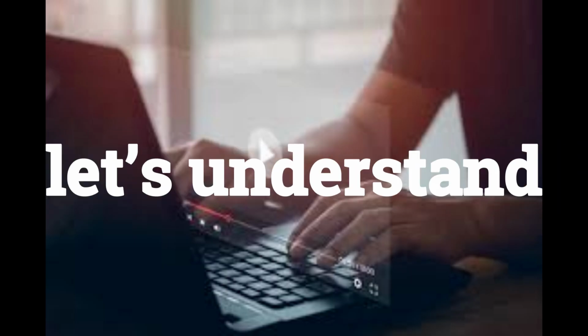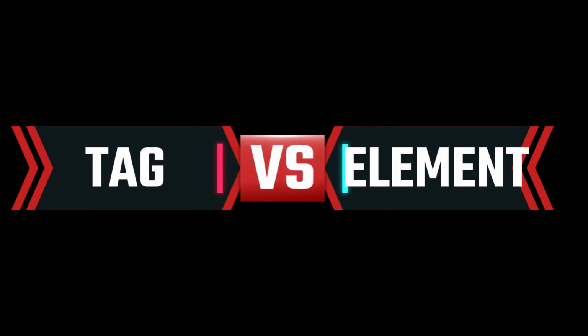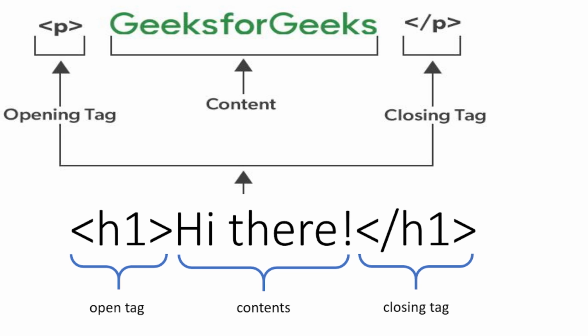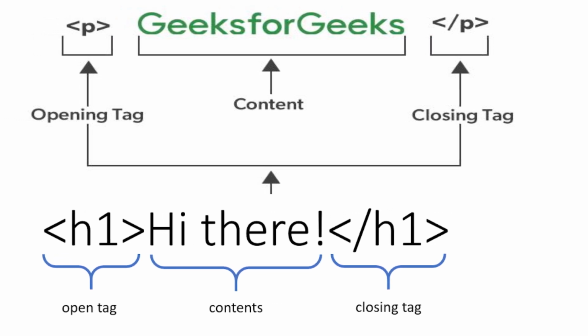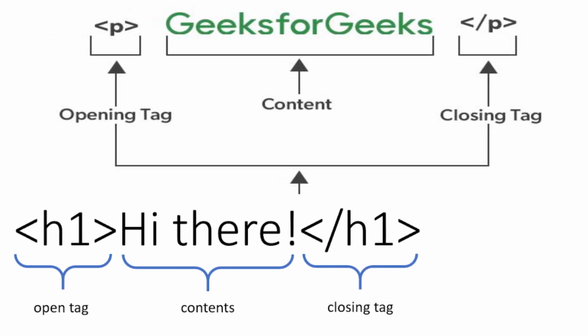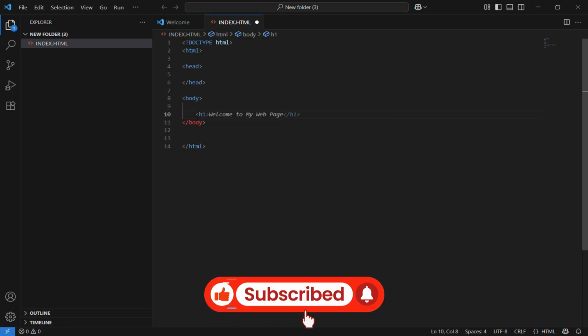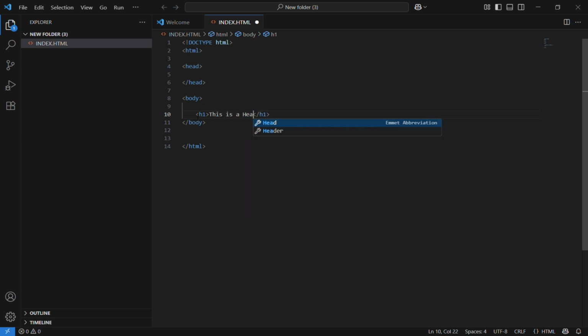Now, let's understand the difference between a tag and an element. A tag is just the name, like <p> or <h1>. But when you write something between the opening and closing tags, it becomes an element. For example, <h1>This is a heading</h1> is a complete element made up of a start tag, content, and an end tag.